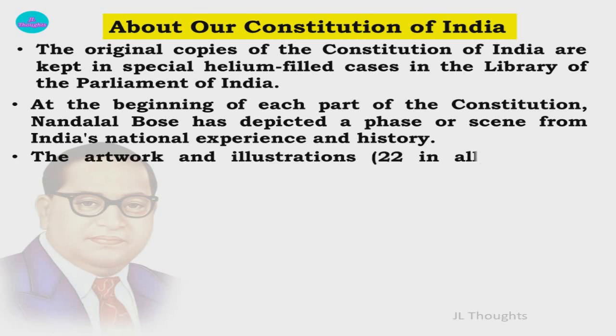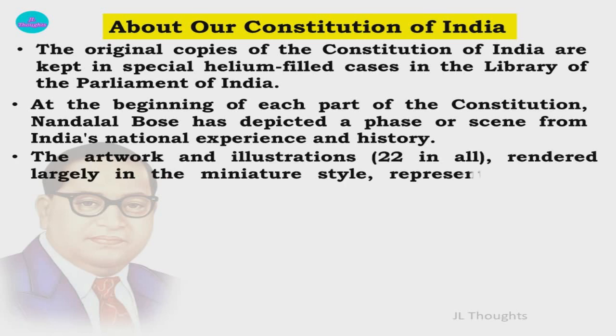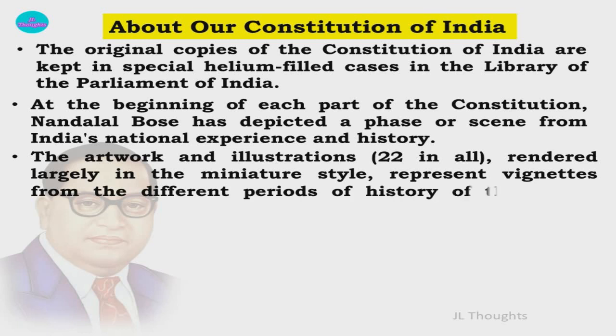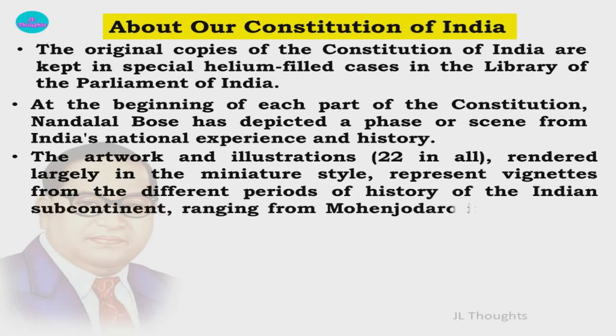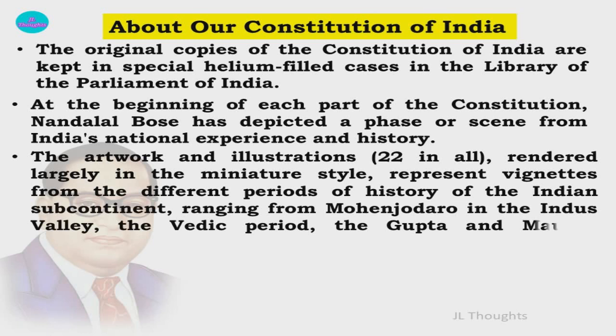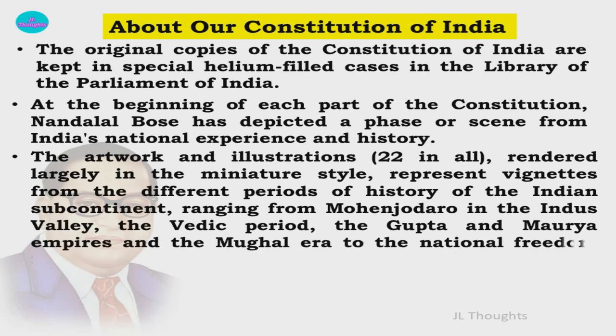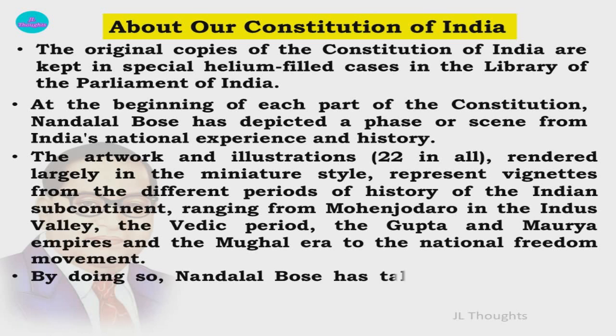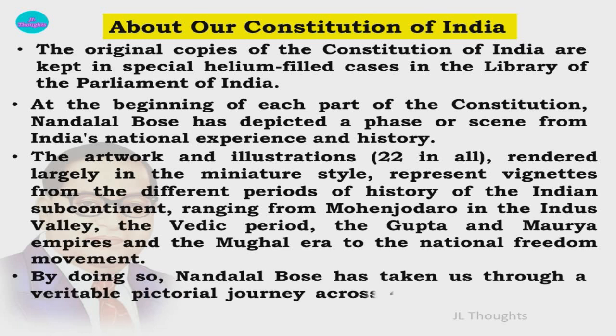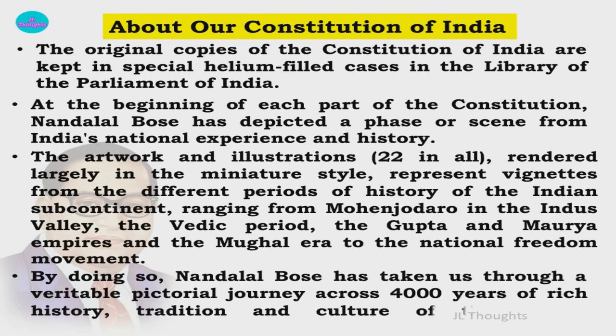The artwork and illustrations, 22 in all, rendered largely in the miniature style, represent vignettes from the different periods of history of the Indian subcontinent, ranging from Mohenjo-daro in the Indus Valley, the Vedic period, the Gupta and Maurya empires, and the Mughal era to the national freedom movement. By doing so, Nandalal Bose has taken us through a veritable pictorial journey across 4,000 years of rich history, tradition, and culture of the Indian subcontinent.